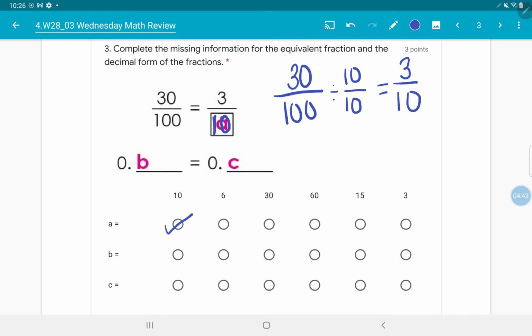So now for B, I need to make 30/100ths into decimal form. What will that look like, Harper? 0.30. Very good. 0, a decimal point, and then 30 100ths. And how about 3/10? What's that going to look like, Jaden? 0, a decimal point, and a 3. Very good.